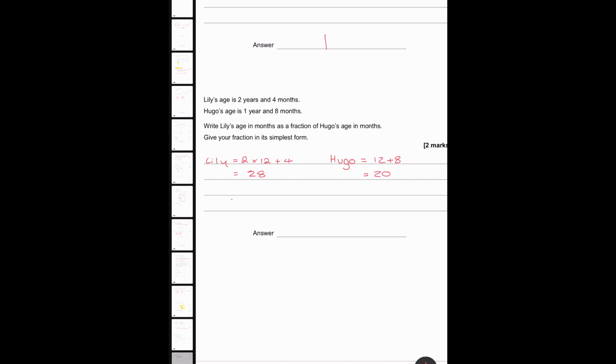The question is asking for Lily's age over Hugo's age, so that gives us 28 over 20. Now let's keep simplifying that fraction by dividing by 2 until we cannot do that anymore. If we do this, we get 7 over 5.